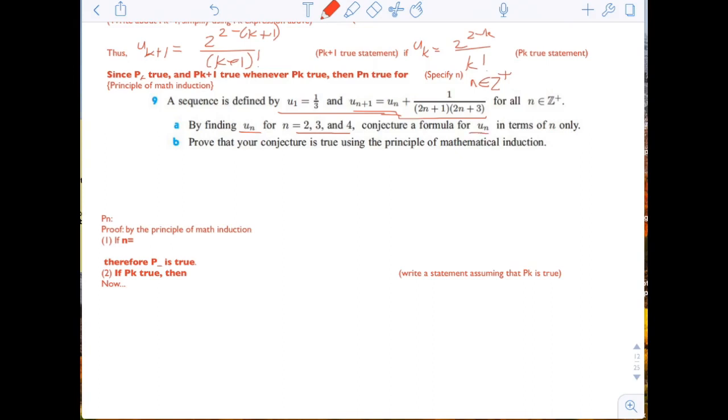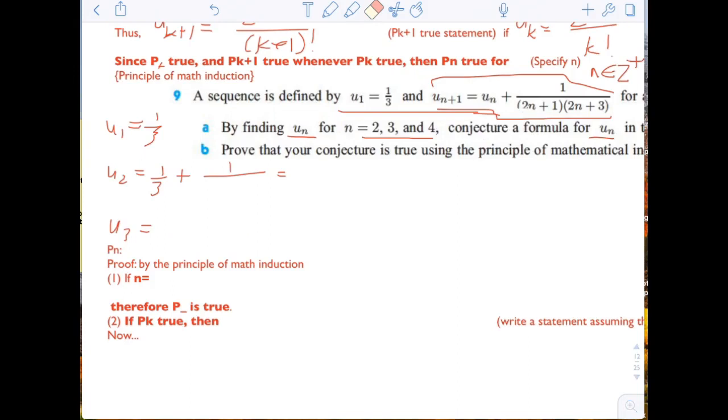So let's see, U1 is 1/3. And U2 is equal to, we're going to use this formula and the fact that U1 is 1/3. So U_{n+1} is 1/3 plus, in this case, n is going to be 1 because we're doing U2. It's a recursive formula. So 2n plus 1 would be 3. And 2n plus 3 would be 5. So we got 1/3 plus 1/15 equals a common denominator. That would be 5/15 plus 1/15, which is equal to 6/15.